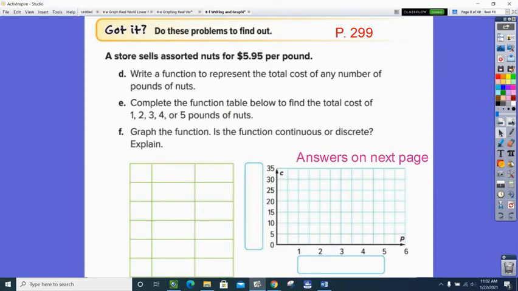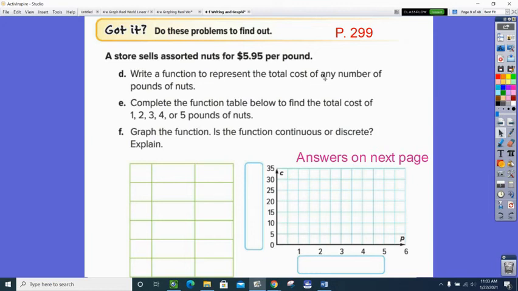Okay, so basically now I'm going to have you try to do what we just did, okay? So on page 299, there is a problem. Now, they don't always give you a lot of room here, there is usually some green margin space as you need it. So a store sells nuts for $5.95 per pound, and you're going to write a function rule that represents the total cost of any pounds of nuts. You need to decide what your variables are.